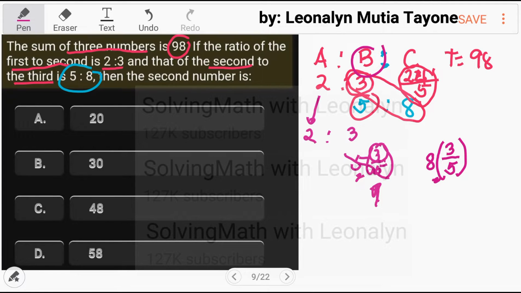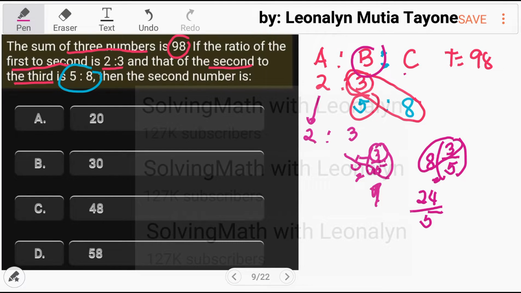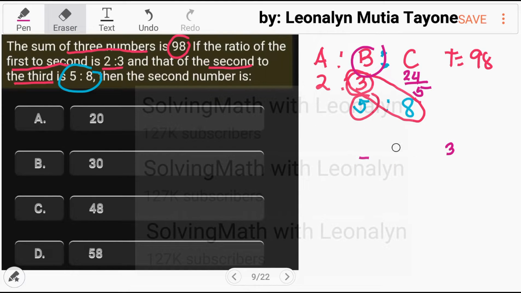Again, nasa ratio and proportion tayo. 8 times 3 over 5. And this is 8 times 3 is equals to 24. At kopyahin lang si 5. Kaya ang nandito ay 24 over 5. So, yan na yung ratio natin.